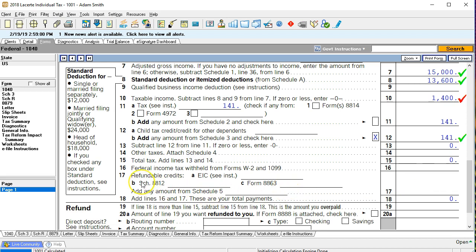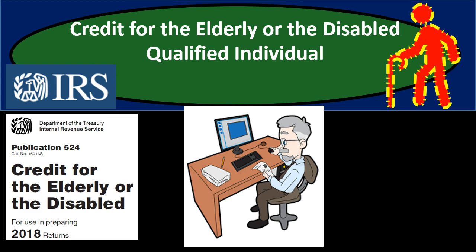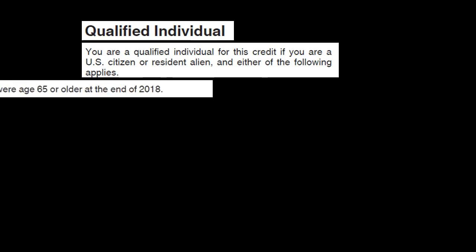In this presentation, we will discuss the term of a qualified individual with regard to the credit for the elderly or the disabled. Qualified individual. You are a qualified individual for this credit if you are a U.S. citizen or resident alien, and either of the following applies.